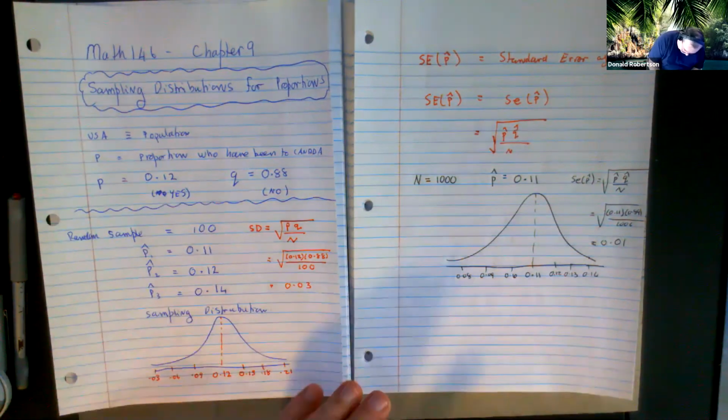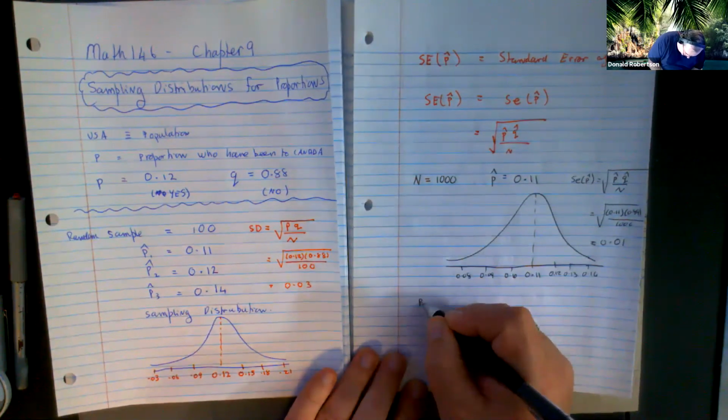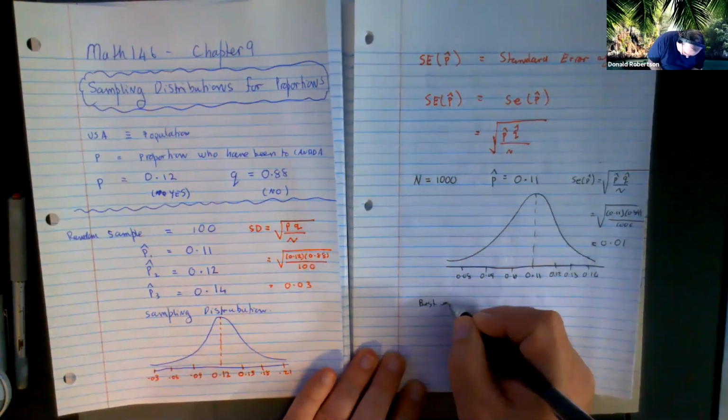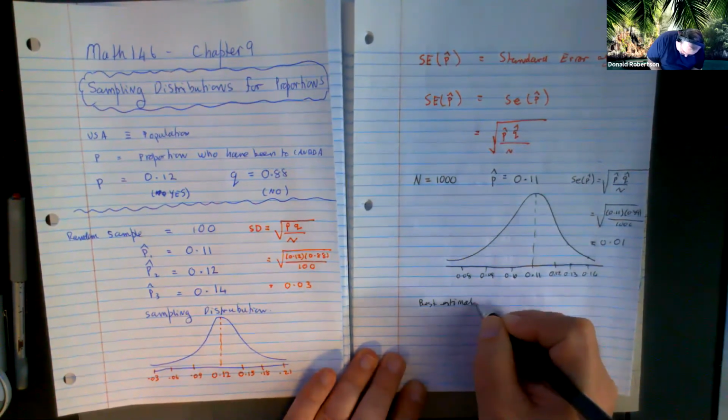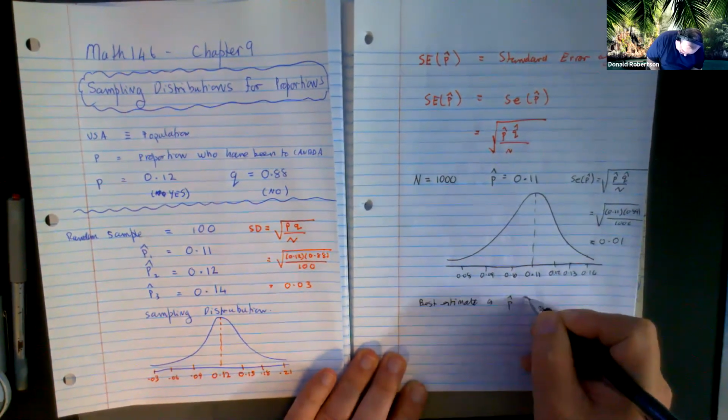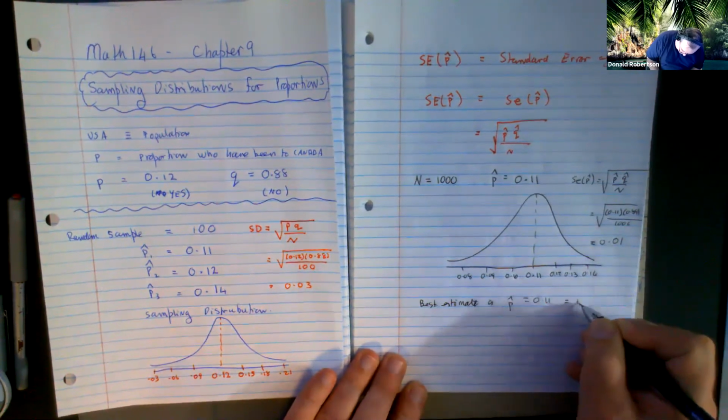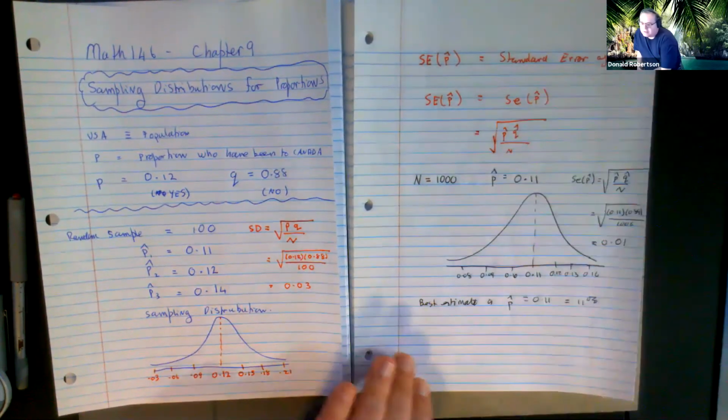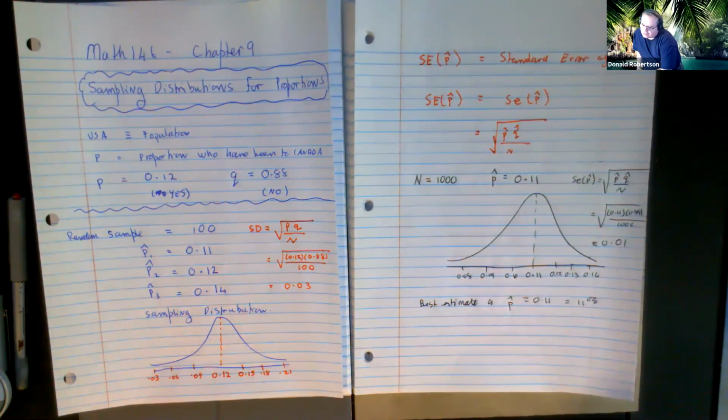Well, I could simply say my best estimate is that 11% of Americans have been to Canada. But wouldn't it be better if I could do what's called a confidence interval, where I give an interval, a range of values that I am 90 or 95 or 99% confident is correct?